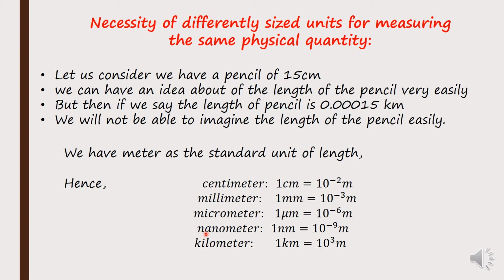Next is nanometer. 1 nanometer is equal to 10 to the power of minus 9 meters. And similarly, if we see, this is kilometers. So 1 kilometer is equal to 10 to the power of 3 meters.